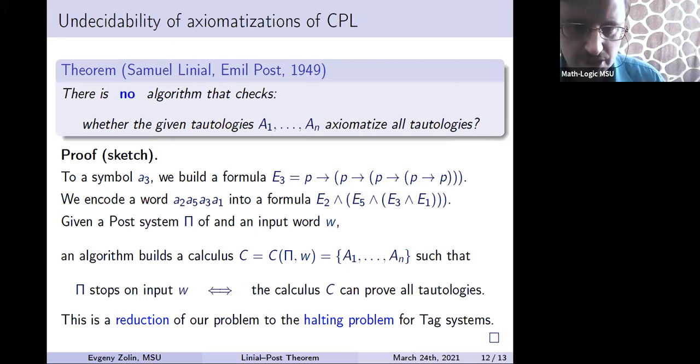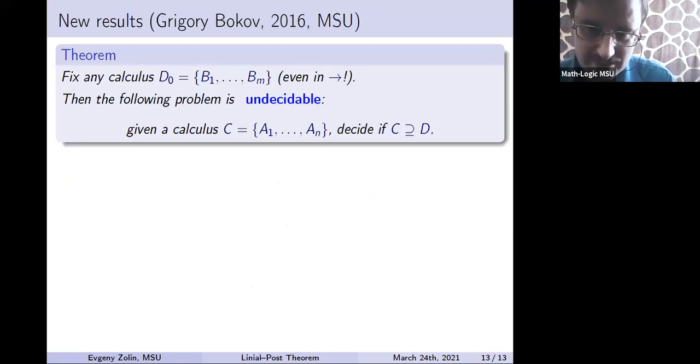Is it so specific to the classical propositional logic? What about intuitionistic logic? Does the same theorem hold if we write here "axiomatizes all intuitionistic theorems"? The answer is yes. For intuitionistic logic, the same theorem holds. And now the question is, for which other logics does the same hold? And the answer is, for all logics. So classical logic is not so specific to this.